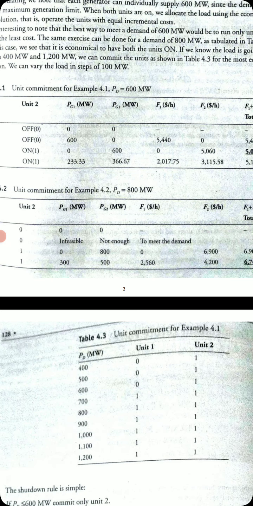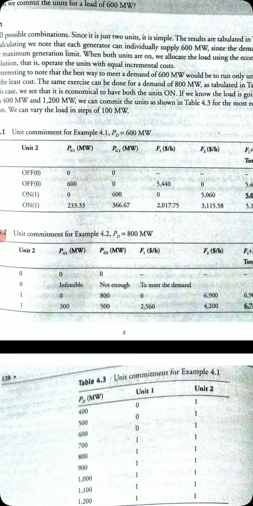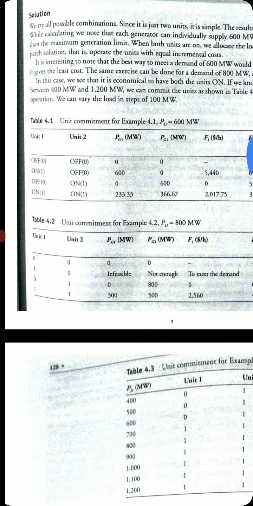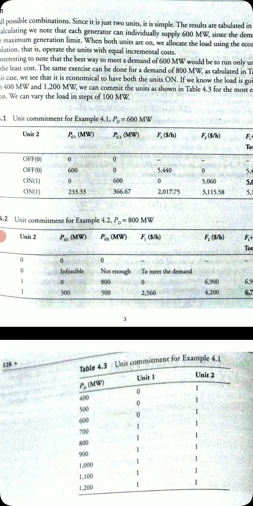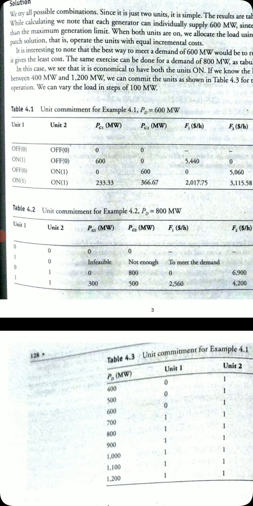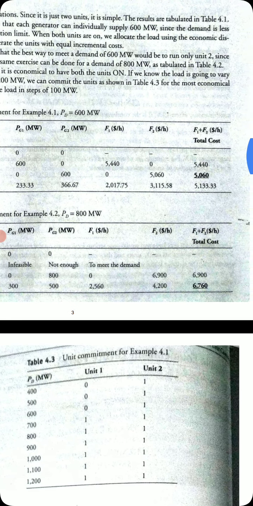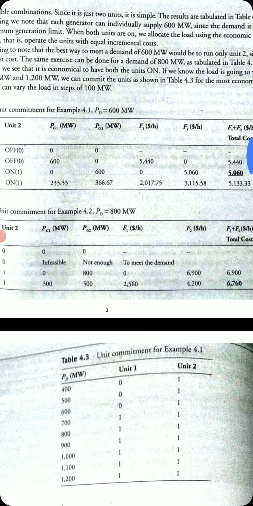For the same condition, if you go for 800 megawatt, what happens? Only the first unit is infeasible, because the demand is 800 megawatt and the first unit's capacity is only 600 megawatt. So the first two conditions are not possible. Only unit 2 is possible, because 800 megawatt is its maximum. If it is 800 megawatt, its cost F2 is 6900.